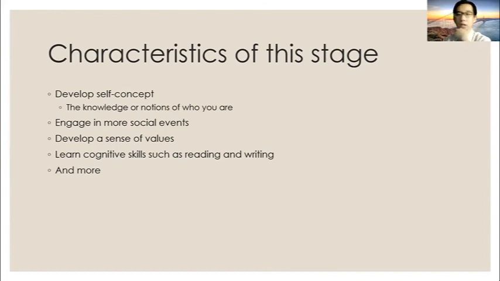So these are characteristics of middle childhood. So basically they start to socialize more. They start to know who they are. They start to engage in more abstract thinking. And also they start to have higher levels of cognitive skills, such as reading and writing.